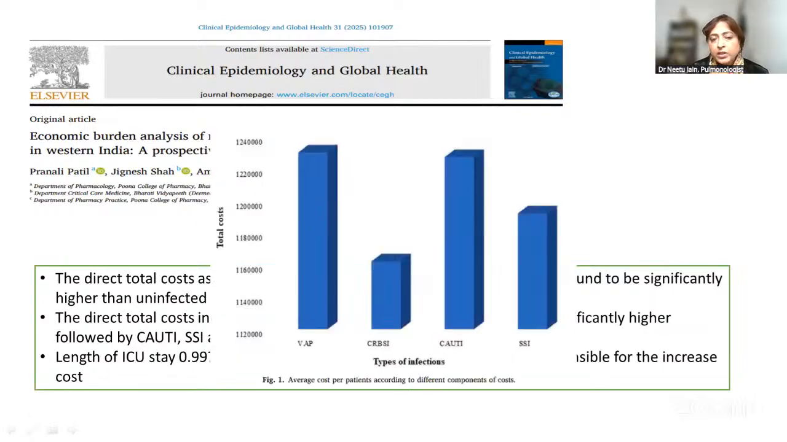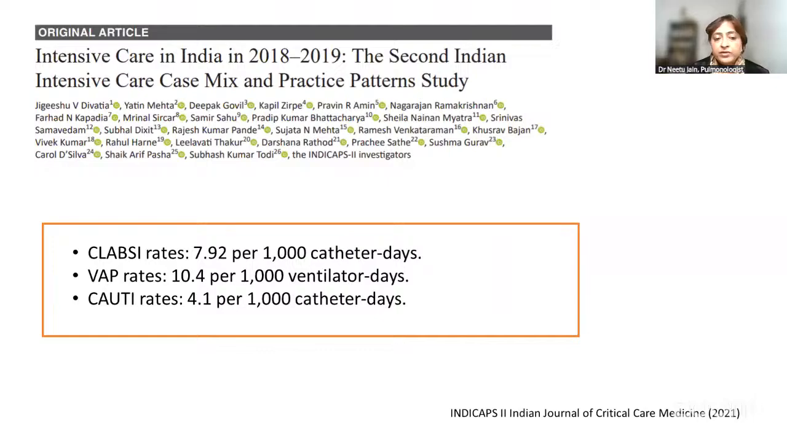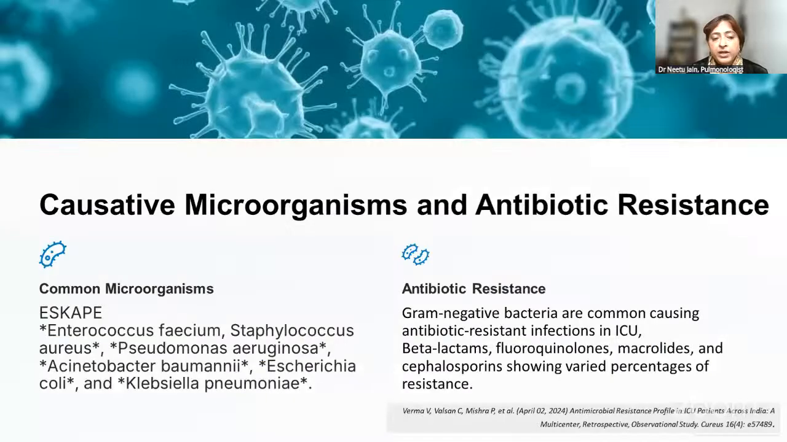So just look at this graph and you will know the cost incurred by various groups. There's another study published in the Indian Journal of Critical Care Medicine, which says that infection rates are as high as 10.4 per thousand ventilator days for VAP and 7.92 per thousand catheter days for CLABSI. The most common organisms which cause these hospital acquired infections are the ESCAPE organisms, that is Enterococcus faecium, Staphylococcus aureus, Pseudomonas aeruginosa, Acinetobacter baumannii, E. coli, and Klebsiella.